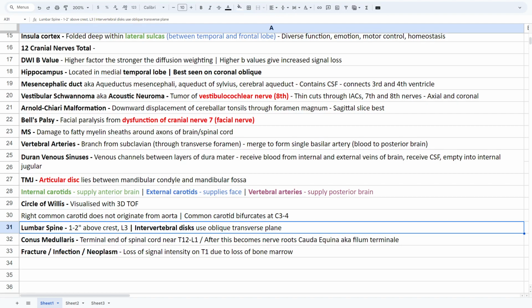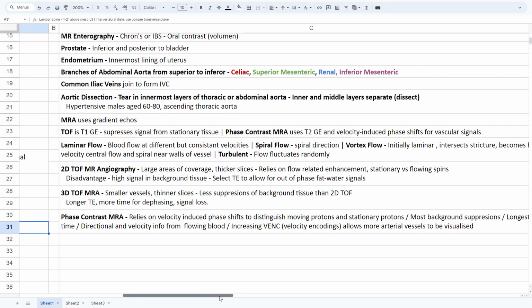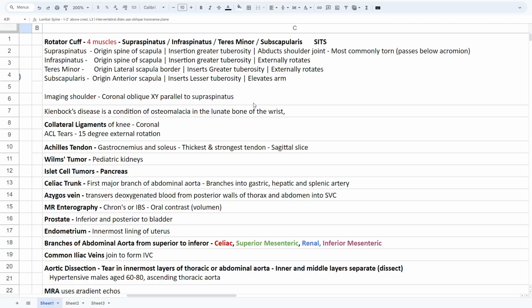With fractures, infection, or neoplasms, there's a loss of signal intensity on T1 due to loss of bone marrow. Rotator cuff is 4 muscles: supraspinatus, infraspinatus, teres minor, and subscapularis, SITS.